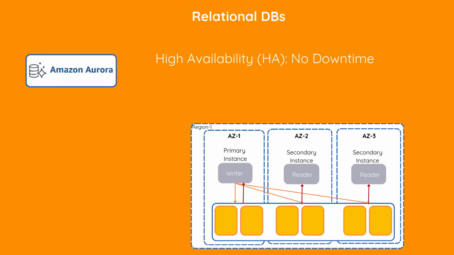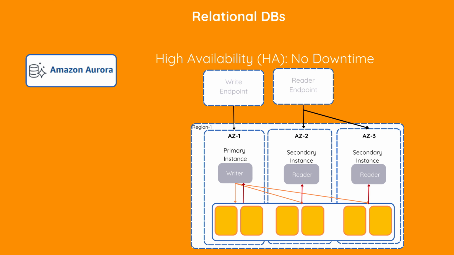Aurora separates read and write traffic to improve performance. This is done using 2 special types of endpoints, the write endpoint and the read endpoint. Let's look at the write endpoint. This endpoint is connected to the primary instance, the part of the database that handles all the write operations. So anytime your application needs to make changes to the data, like adding new records or updating existing ones, those requests are sent to the write endpoint.